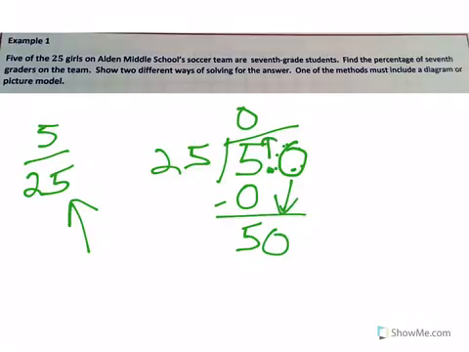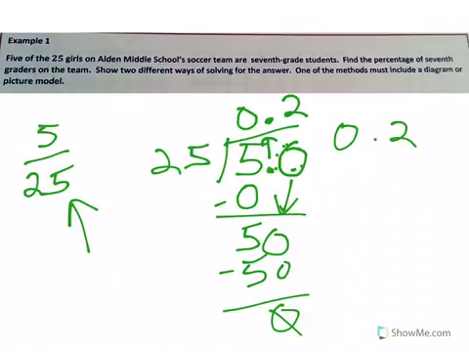Once we add the decimal, though, we have to make sure we add it in the same location in the answer. 25 goes into 50 2 times. 2 times 25 is 50. We subtract, we get 0, nothing left over. So we have 0.2, which we know, since it's after the decimal, at the end of the decimal, we can add zeros if we need to. 2 tenths, or 20 hundredths, gives us 20%.